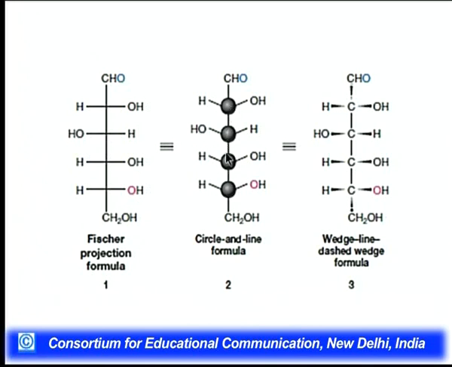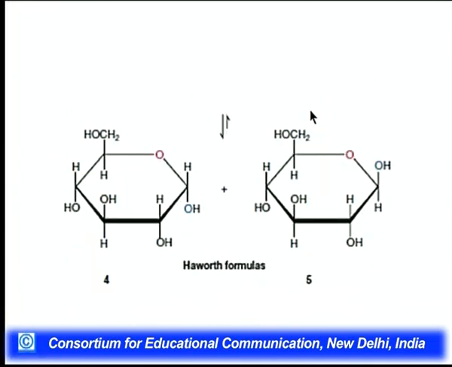In the circle and the line formula, these circles are representing carbon atoms. And if I talk of the Fischer projection formula, then what we find is that this point of intersection is representing a carbon. And then we have another formula which is the wedge line dash formula. In this we have bonds which are represented by solid wedges, and then this is a vertical line which is being represented by a single line. So what we find here is that all these are two-dimensional representations of a three-dimensional molecule. I will be discussing the significance of all these in the second half of the lecture.